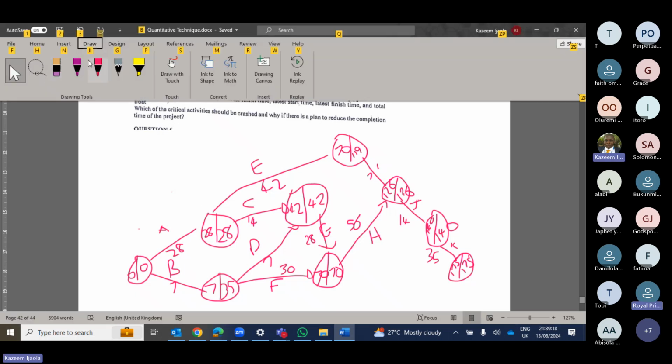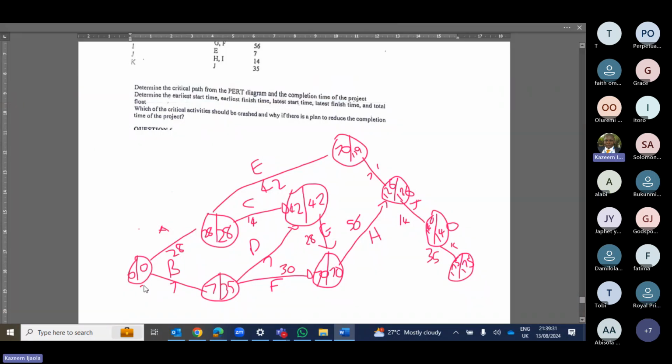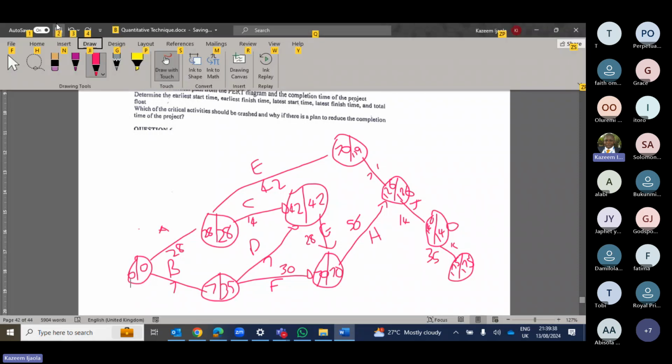Is that what you are saying? 35 minus 7 is 28. Correct. 28 minus 28 is 0, so 0 is lower than 28. But the 28, you can still hide it here. Anyway, we'll use it later. That is correct.